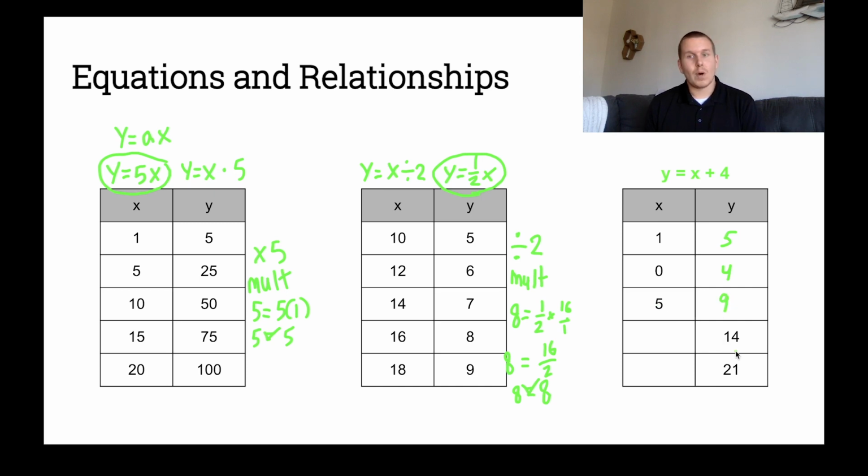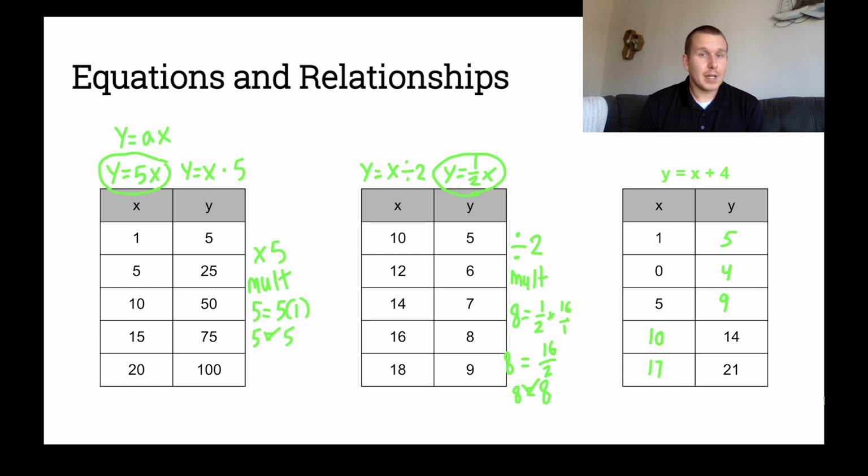Now we have the y values, but we don't have the x values. So what do you think we should do? That's right, we're going to be subtracting here. So 14 minus 4 would give us 10. And 21 minus 4 would give us 17. So it looks like this is what we're going to be doing to fill out our table. And we should feel very comfortable whether we're given the table first or the equation first. We should be able to go vice versa between those and feel super comfortable.